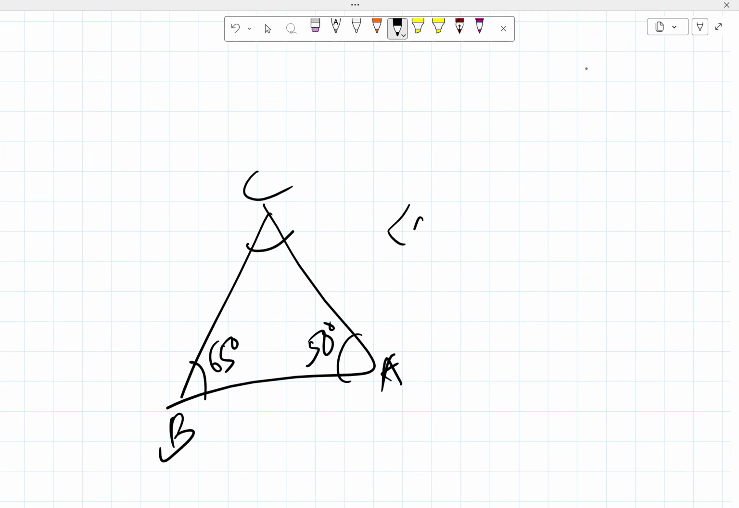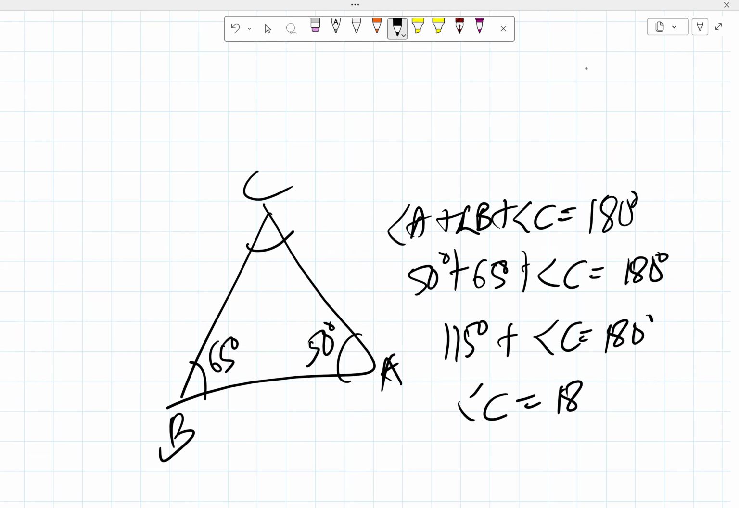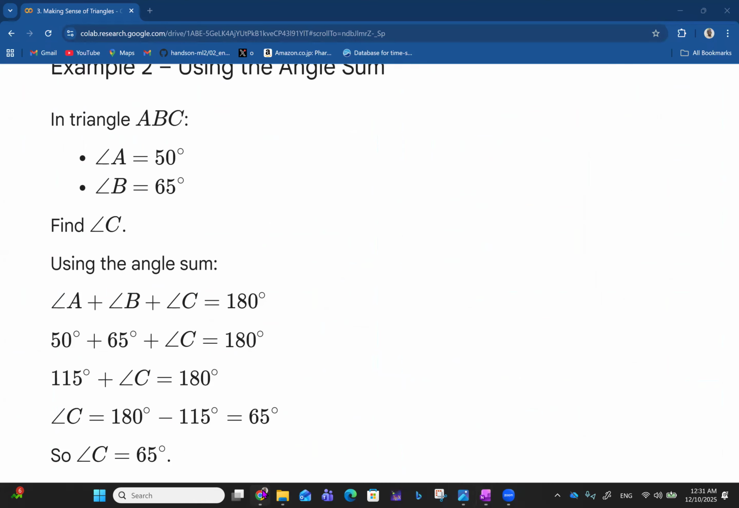So we know angle A plus angle B plus angle C is 180 degrees. So that means angle A is 50 degrees plus angle B, which is 65 degrees, plus angle C, which you are looking for, and that's 180 degrees. So if you add the two together, you have 115 degrees plus angle C equals 180 degrees. So angle C is 180 degrees minus 115 degrees. So angle C is simply 65 degrees, like that. Okay. So use that idea.